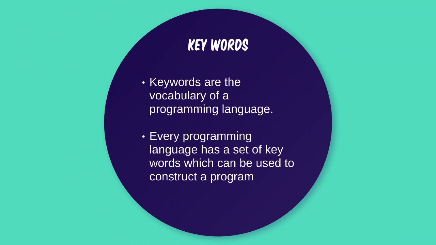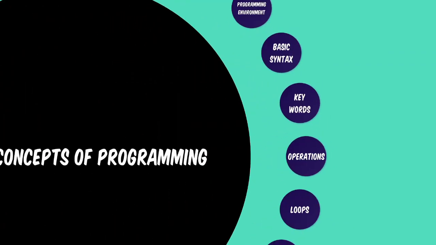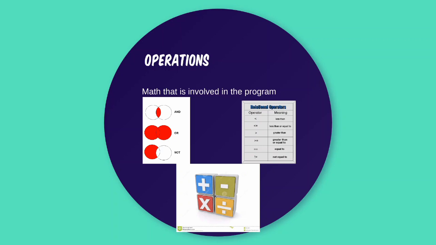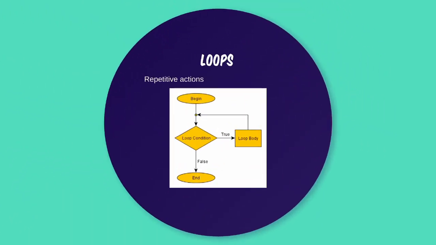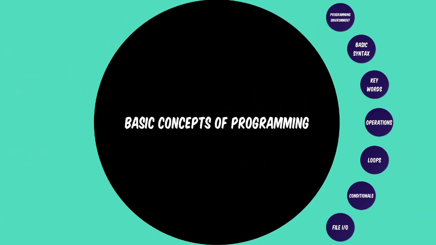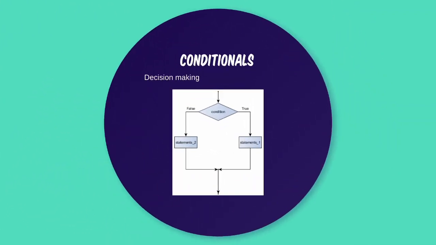Number 3, keywords. Keywords are the vocabulary of a programming language. Every programming language has a set of keywords which can be used to construct a program. Number 4, operations. That's the math that's involved in a program. They include logical operators, arithmetic operators, and Boolean operators. Number 5, loops. Loops are the repetitive actions that are part of the program. Number 6, conditionals. That's the decision making of a program. So based on the situation, it does a specific action.